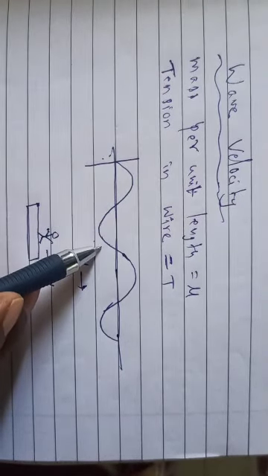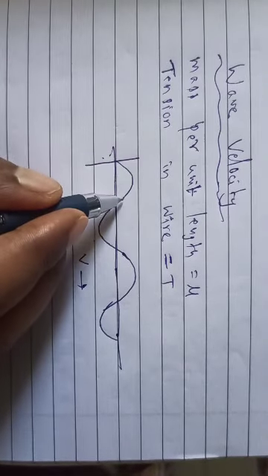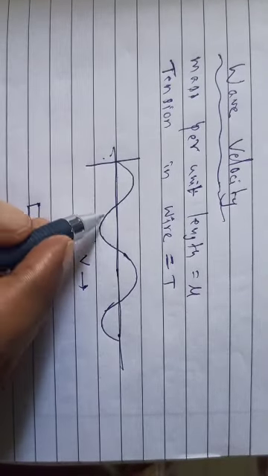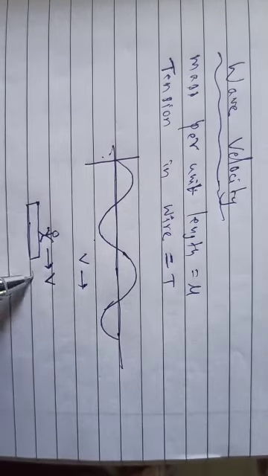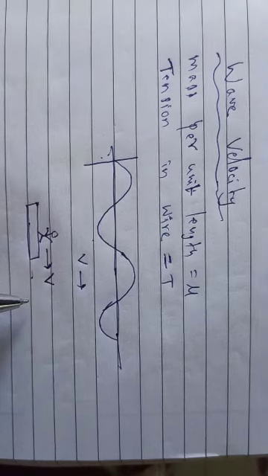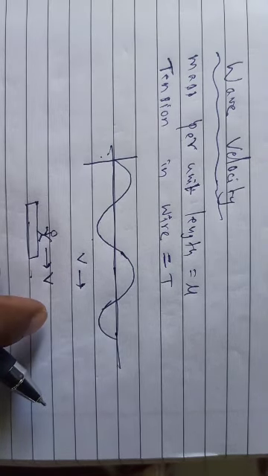This shape will come here. After some time, this point will come here. So the shape is moving, and this person is also moving. The wave is moving means the shape is moving. So if the person is moving with the same speed as the wave, the shape will seem to be constant.